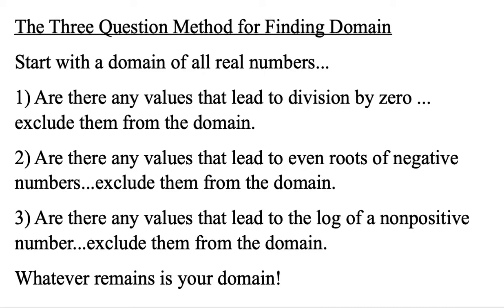The three-question method for finding domain is based on starting with a domain of all real numbers and then asking three questions. 1. Are there any values that lead to division by 0? Exclude those values from your domain. 2. Are there any values that lead to even roots of negative numbers? Exclude those values from the domain. 3. Are there any values that lead to the log of a non-positive number? Exclude those values from the domain. Whatever remains at that point is your domain.